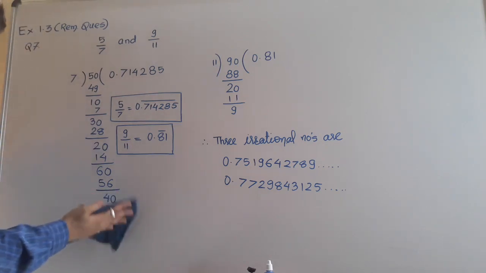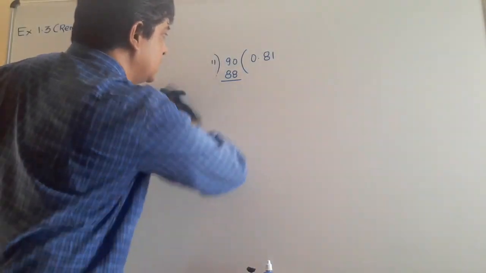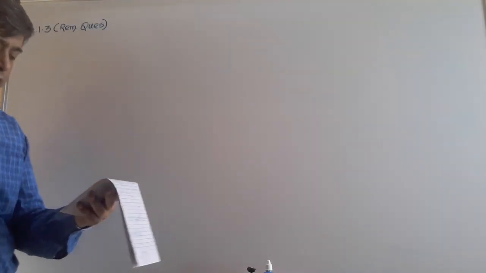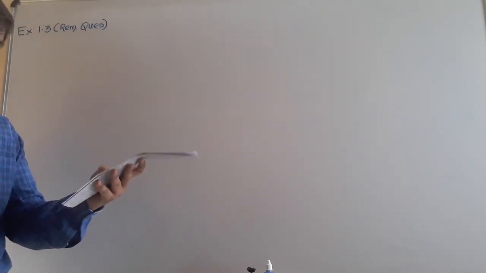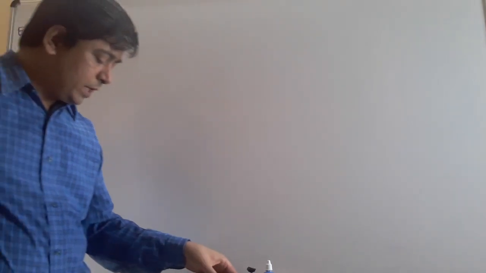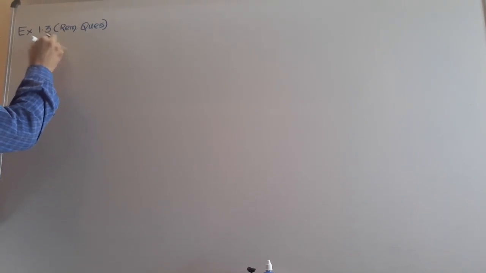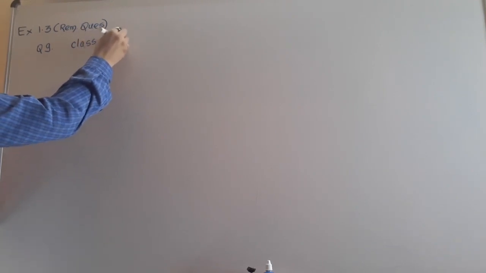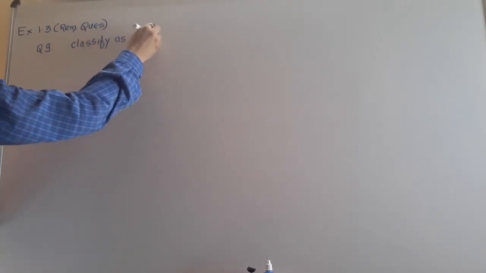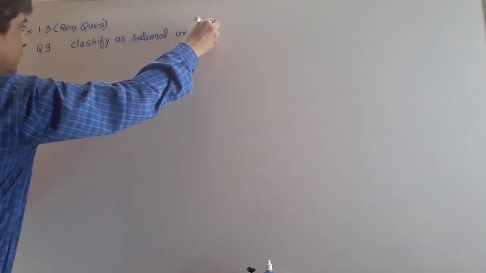Now the next question is question number 8. In this question, let us see what we are given. I will read the question first. In question number 8 we are given to classify as rational or irrational, meaning we have to find out whether the number is rational or irrational. First number is given, question number 9 I am writing here. In question number 9 we have to classify as rational or irrational. Okay, let us see how we can classify.